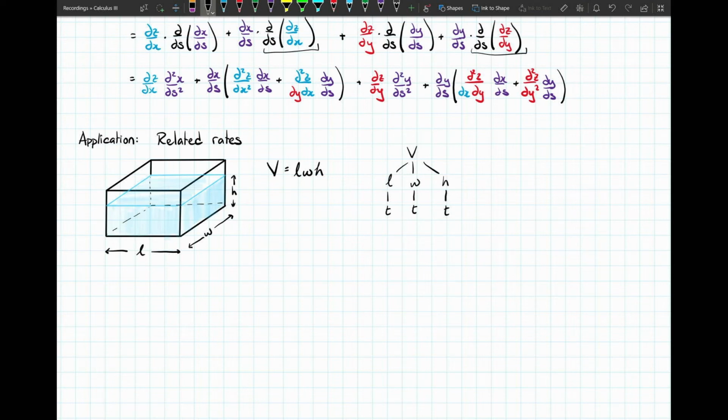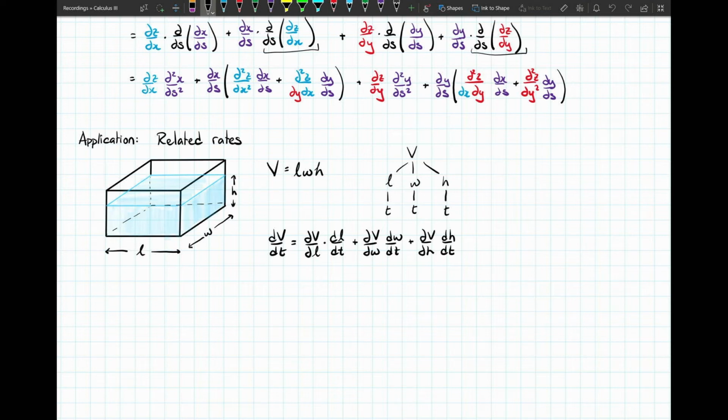If we want to see how volume changes with respect to time, given some rates of change of length, width, and height, then we can just go ahead and use this multivariable chain rule to state our rate of change of volume. Going down each of the branches here, we can see that dV/dt is equal to ∂V/∂L times dL/dt, plus ∂V/∂W times dW/dt, plus ∂V/∂H times dH/dt.